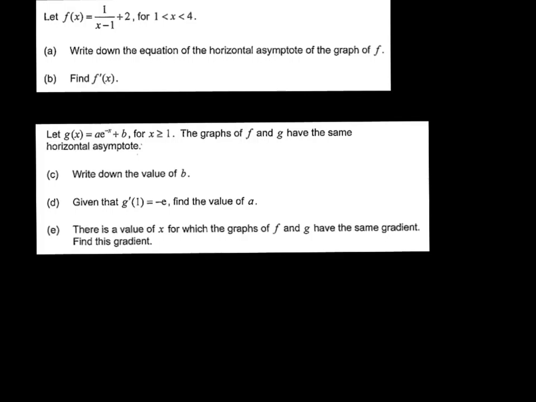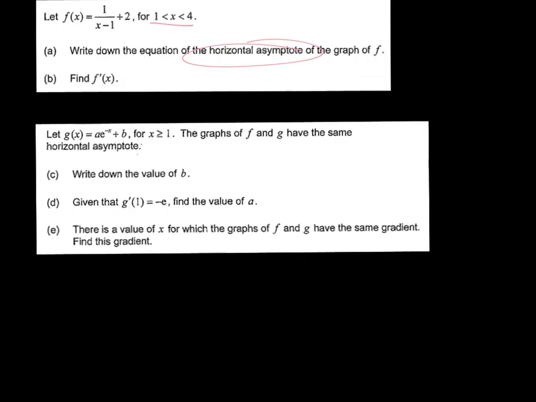For question 9, you could just use your calculator to answer the first part of the question, but hopefully you can just follow it through without having to resort to that. We're given this function f of x, which is equal to 1 over x minus 1 plus 2 for this domain. We're asked to write down the equation of the horizontal asymptote.